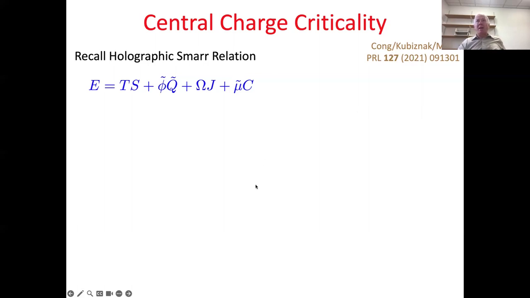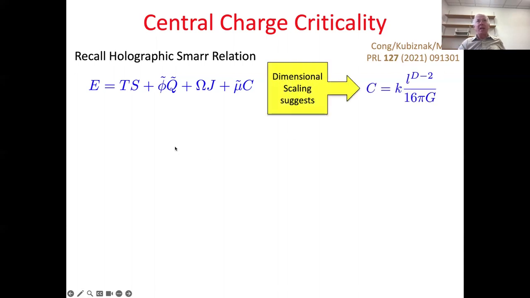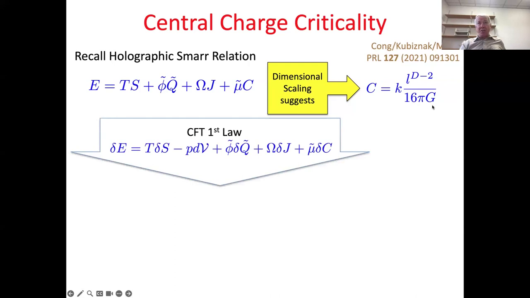I want to talk a little bit about the critical central charge as done in this paper with Juan Kong and David Kubesnack. That holographic Smarr relation that Karch and Robinson took a look at, we took a look at again, and dimensional scaling suggests that the central charge goes like the AdS length to the D minus 2 divided by Newton's constant.